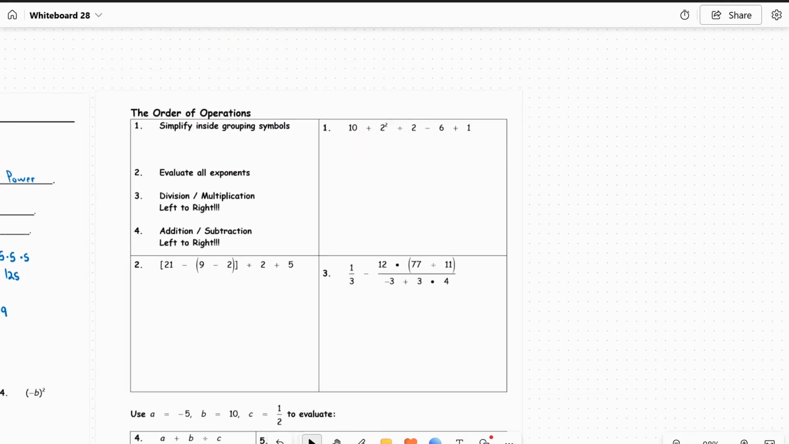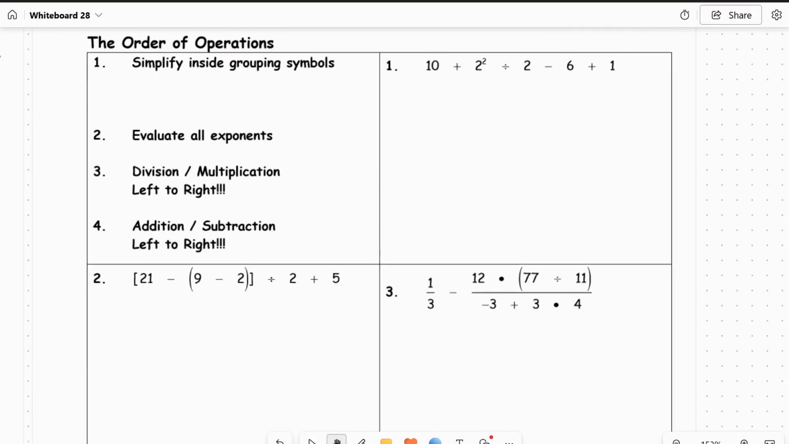Okay, on to page number 2 here. Quick review of order of operations.